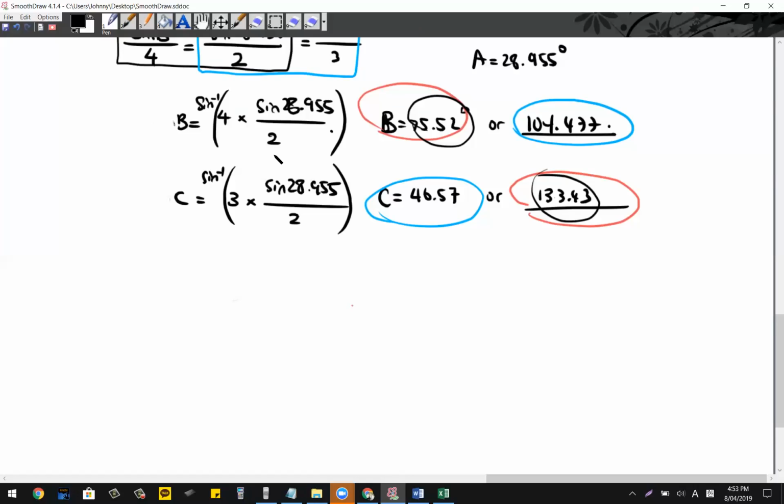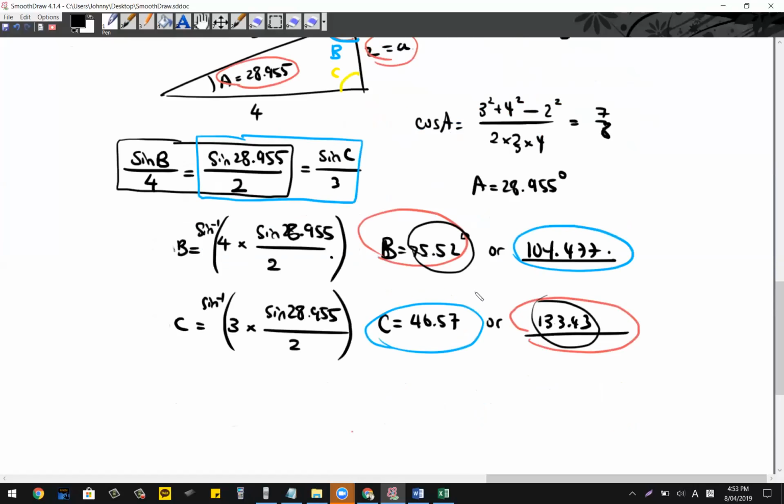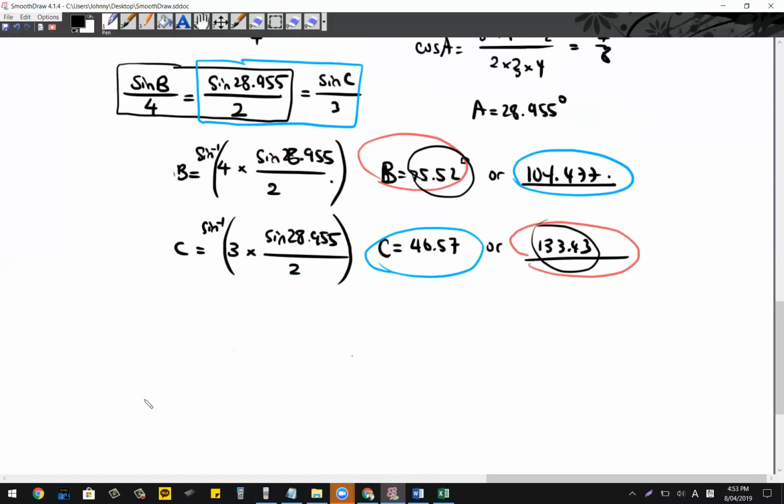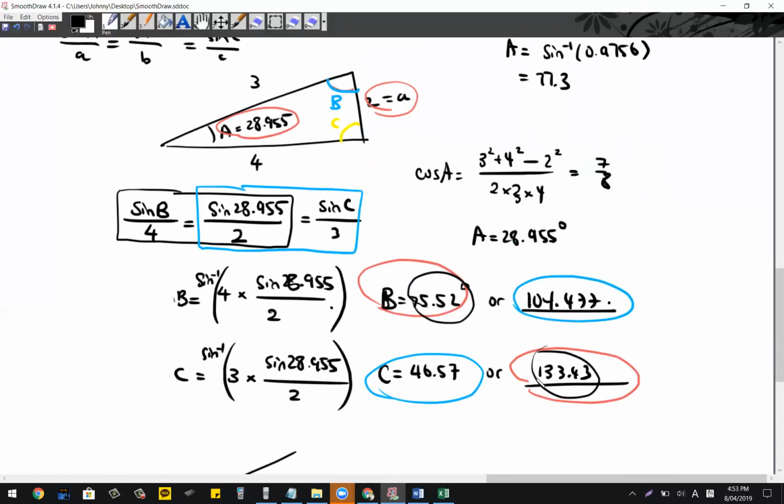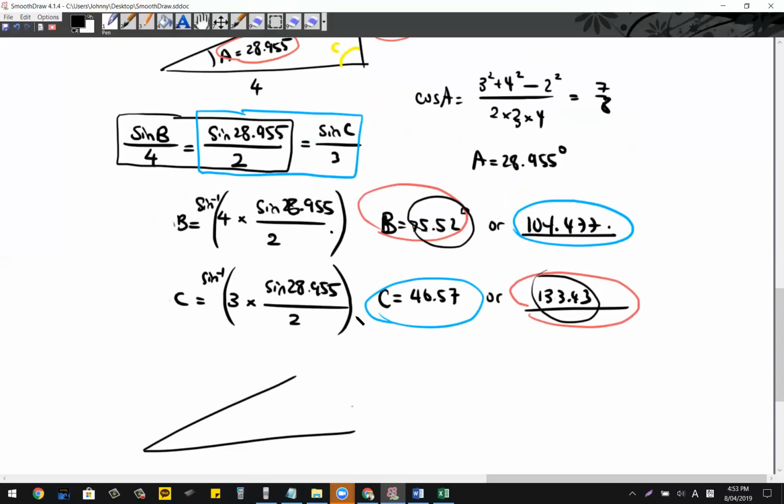So let's actually have a look at this red triangle. We have this triangle with B. B is acute, C is obtuse. So I think it's like that, with this being 4, this being 3. Of course, it looks a little bit incorrect.